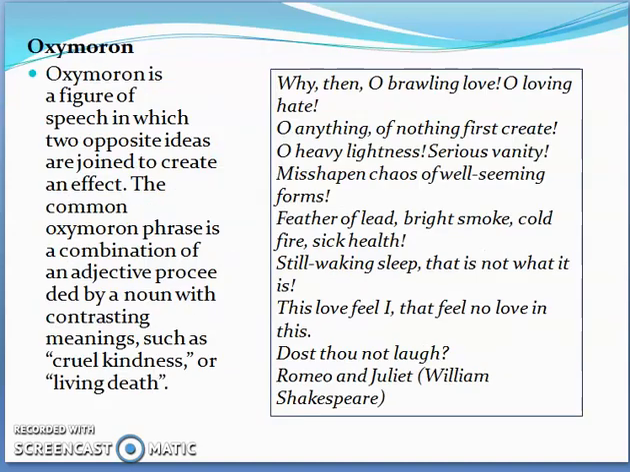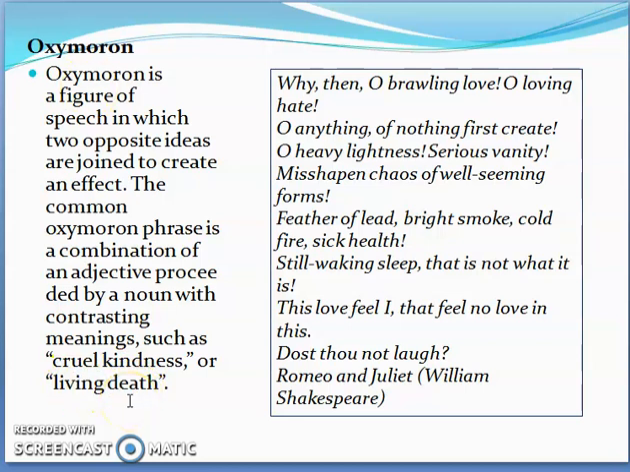So in an oxymoron, two opposite ideas are joined within a phrase to give an idea of opposing ideas coming together. For example, cruel kindness or living death. So they are not coming at a distance, but right side by side. So this is the difference between oxymoron and a paradox.